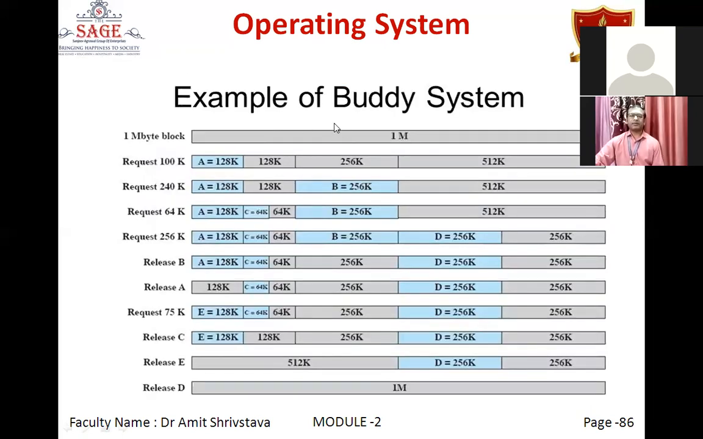So let us take an example. We have got 1 MB of free space available to us. A request comes for 100K. So we'll subdivide this 1 M into 512 and 512. Again, this 512 will be subdivided into 256 and 256. Then this 256 is again subdivided into 128, 128. And then this 128K will be allocated to this 100K.